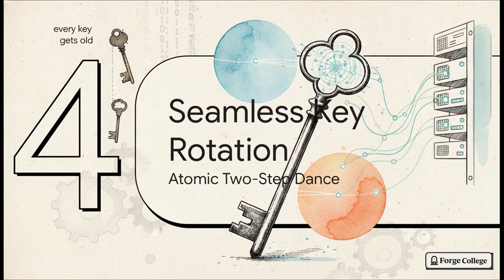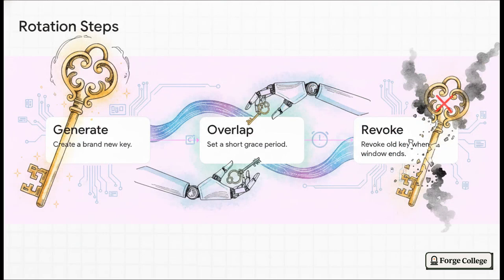Moving right along to Section 4. Seamless key rotation. The atomic two-step dance. So eventually, every single key gets old. This atomic two-step rotation process takes what could be a potentially chaotic server event and makes it incredibly elegant. It's something students in Forge College programs always love building. First up, you generate the brand new key. Second, you set a brief overlap window, say maybe 5 minutes where both keys actually work. And third, after that window closes, the old key gets revoked.